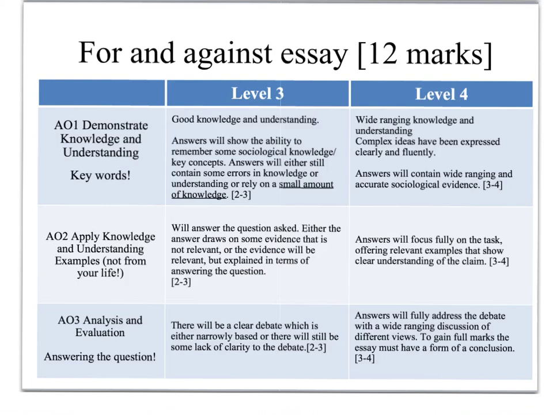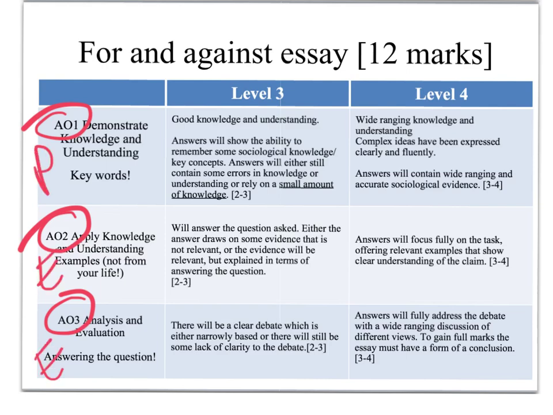Okay, so this is the for and against essay, and you should be used to this because in Unit 2 we do them, but it's worth 24 marks. So again, I've been optimistic and only given the level 3 and level 4 descriptors, so this is what everyone should be aiming for. As you probably know from when I mark your essays, there are 3 assessment objectives: 1, 2 and 3. Okay, so AO1 is your keywords, AO2 is examples, your evidence, and AO3 is your analysis and evaluation. So it's almost in a kind of point, evidence, explanation format.